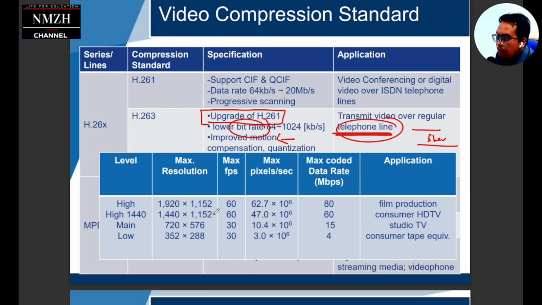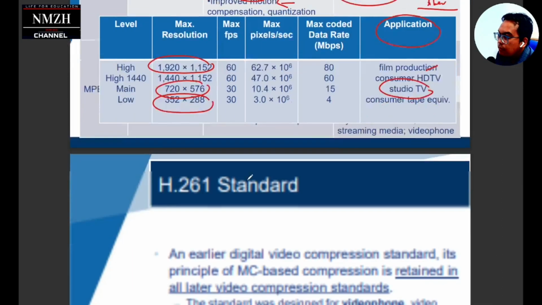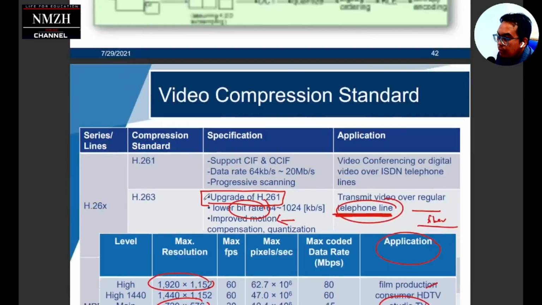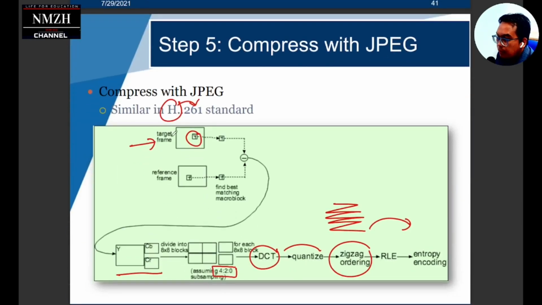Okay. So we have the things related to the compression and the application purposes. So we have film production, having this maximum resolution is very high. So studio TV is this, and consumer-type is only this one. Okay, so that would be the idea. So the 261 standard is basically the early digital compression, which happened to be used here in JPEG too, right?